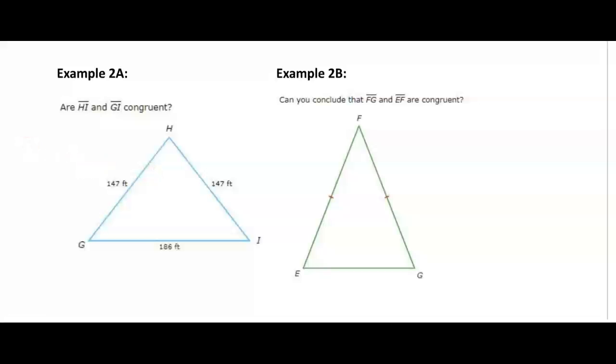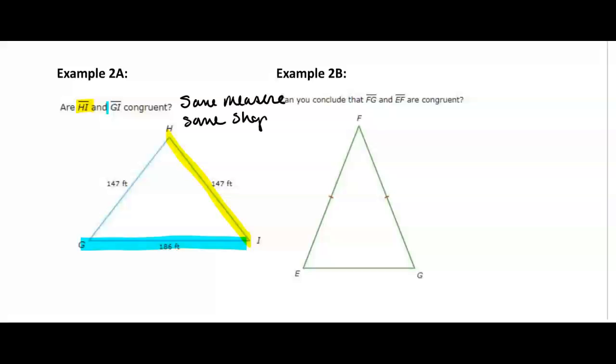Our segments HI, I like to mark these down, HI, and segment GI, congruent. So I want to double check, what does congruent mean? Same measure and shape. Are they the same shape? Yes, because they are both segments. So that's just automatically built in that they're the same shape. Are they the same measure? No, so they are not congruent. We could say not congruent, or we can write HI is not congruent to GI, segment GI.